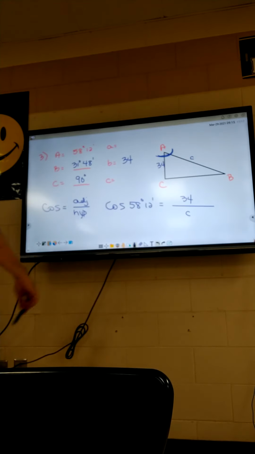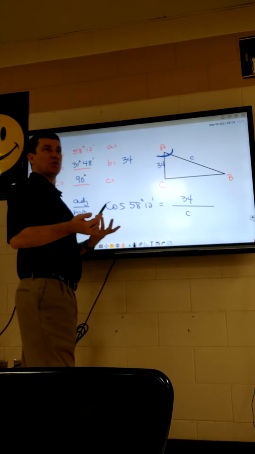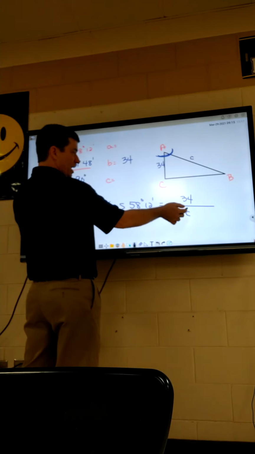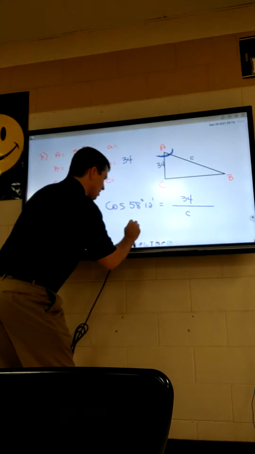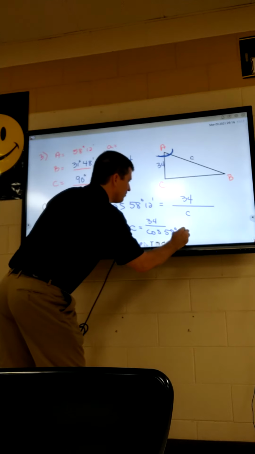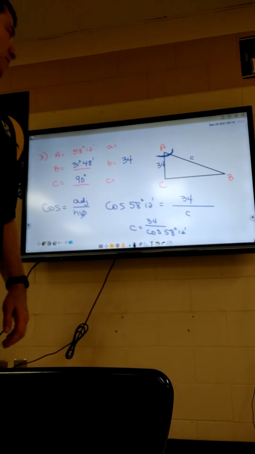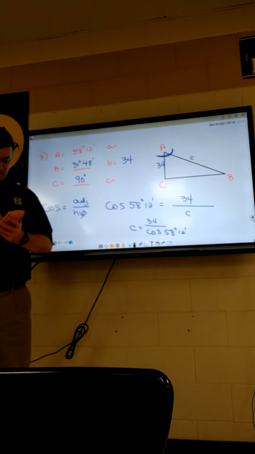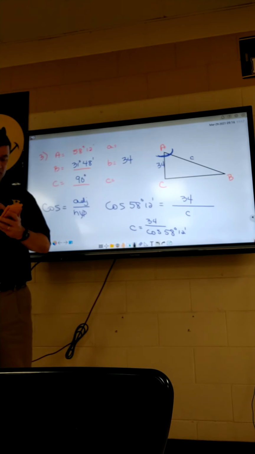All right, now we just did this problem, guys. We just had one just like this. Instead of doing the cross multiply step, I said y'all could do the shortcut. What's it going to be when you got the x, or in this case the c, on the bottom? What are you going to do? Just going to flip these two right here. It's going to be c equals 34 over cosine of 58 degrees 12 minutes. That's something y'all just got to memorize. Or you can cross multiply it. I don't care. All right, so type that in. Let's see what you get. 34 over cosine of 58 degrees, 12 minutes.